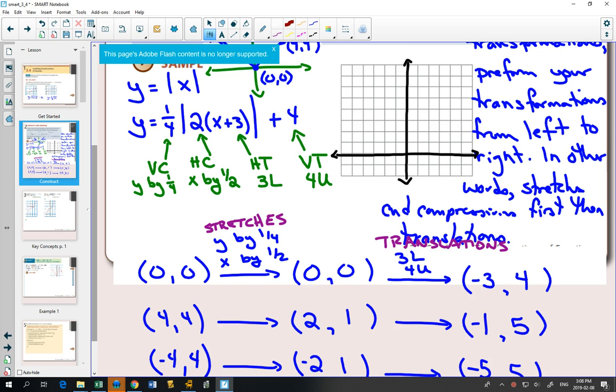I can now put my axes on my graph and say I'm going to have a point at -3, 4. I'm going to have a point at -5, 5. And a point at -1, 5. And I now have enough information to draw my graph.